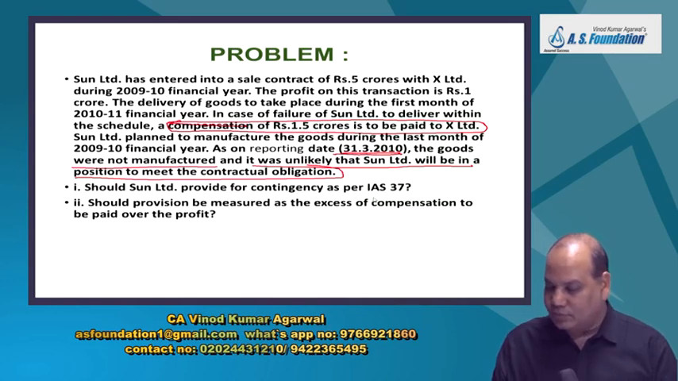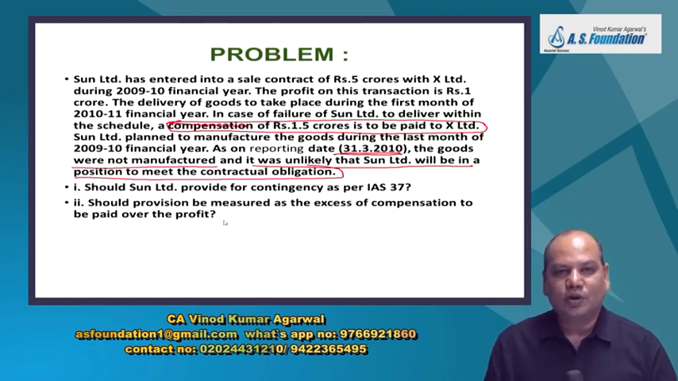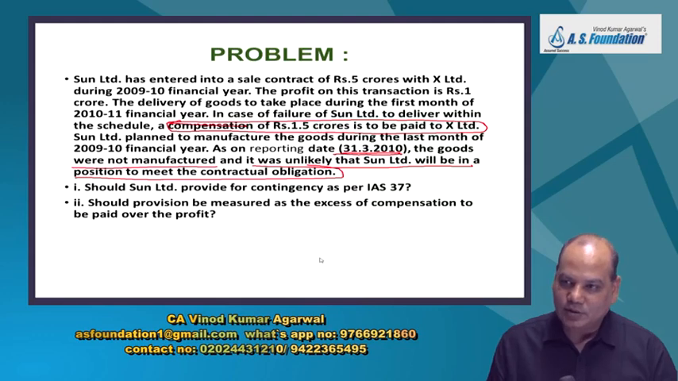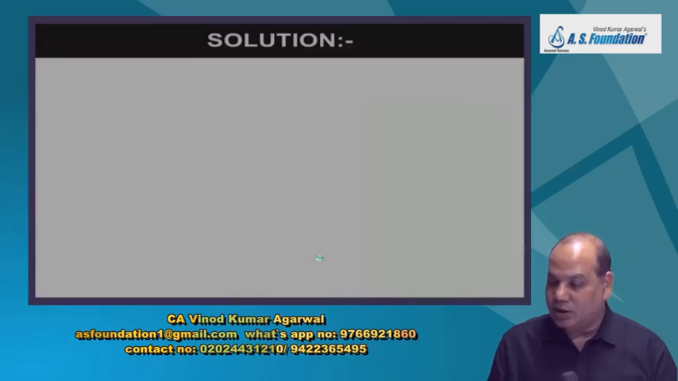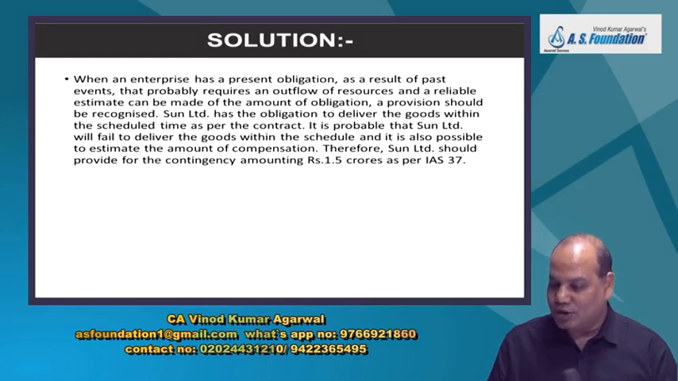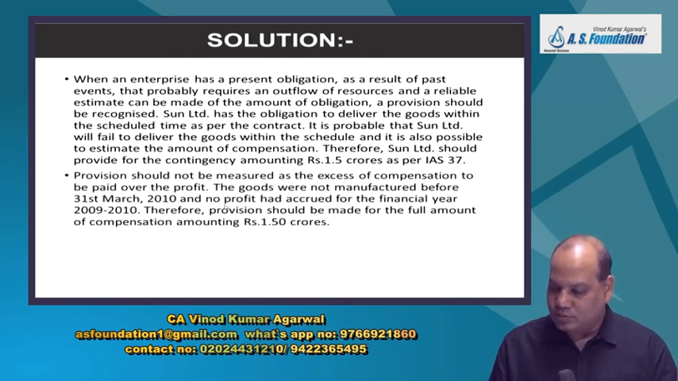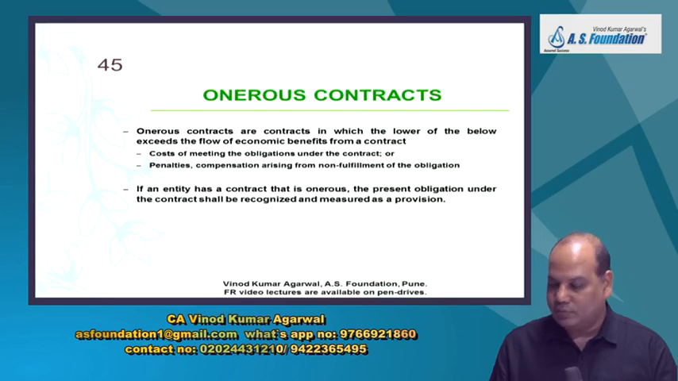Make provision. In the second question, the students sometimes go wrong. They say, yes, we can make a calculation as follows: 1.5 crore compensation, 1 crore rupees profit, so net compensation 0.5. Is it right? While making the estimate, do not consider the expected gain. Okay. So this way you have to write the answer. Read it as homework. Will you read? Have you understood? Full provision will be made.